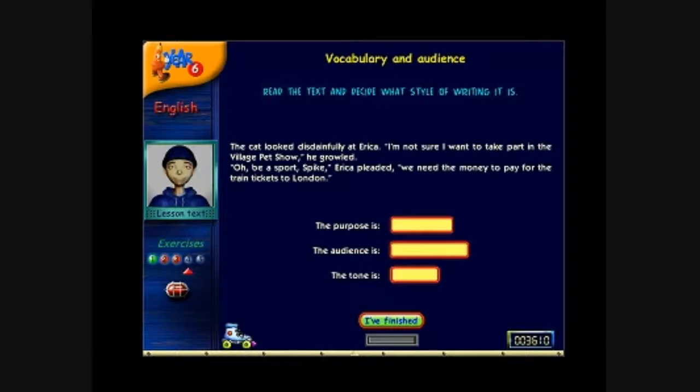Anyway, the cat looked disdainfully at Erica. I'm not sure I want to take part in the village pet show, he growled. Oh, be a sport, Spike, Harry completed. We need the money to pay for the train tickets to London. The cat's talking to her. The cat looked... It's personal, right?